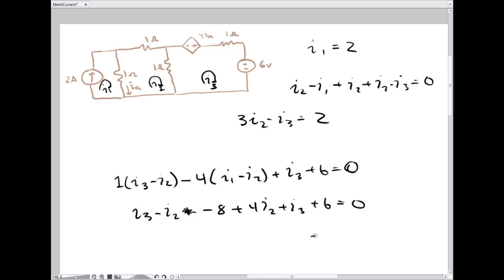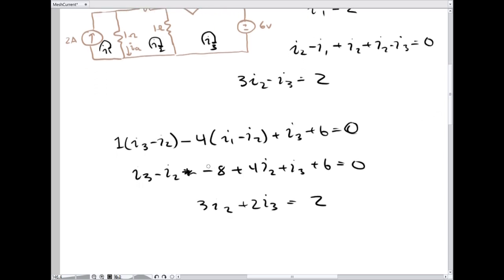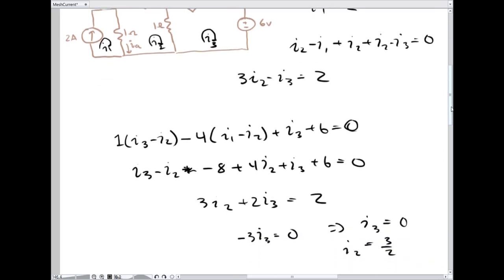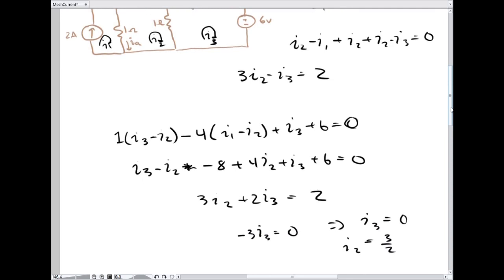So this is 2. My I2 terms are 3. So 3I2. And then for I3, I have 2 I3s. I have an easy elimination going here. I just subtract. So minus 3I3 equals 0, which implies that I3 equals 0, which implies that I2 is equal to 3 halves, or 2/3. I3 is equal to 2/3.